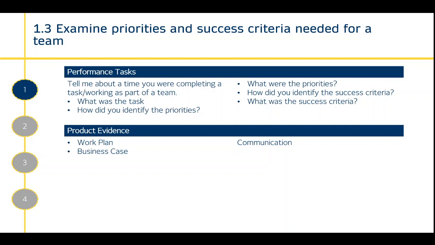Again, this is an easy one to add into holistic evidence. So performance task, reflecting a time when you're completing a task or working as part of a team. What was the task? How did you identify the priorities? What were the priorities? How did you identify the success criteria, and what was the success criteria? Product evidence it could be a work plan, and it's going to be the same for most of the criteria in this unit. Work plans are excellent product evidence for this. It could be in your business case, or it could be communication as well.